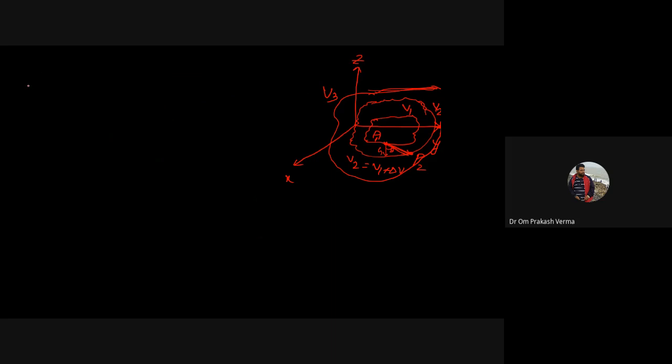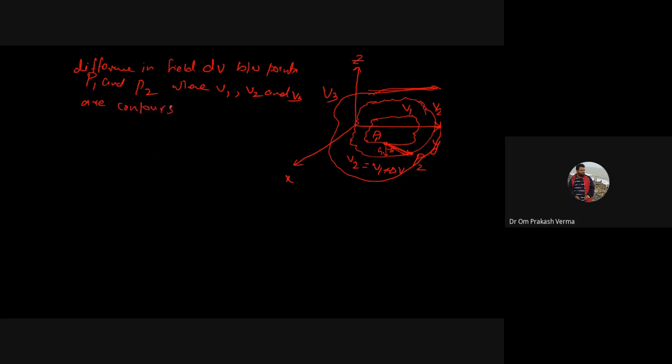Now we are trying to evaluate the difference in the field dV between points, let's say P1 and P2, where V1, V2 and V3 are contours on which V is constant.